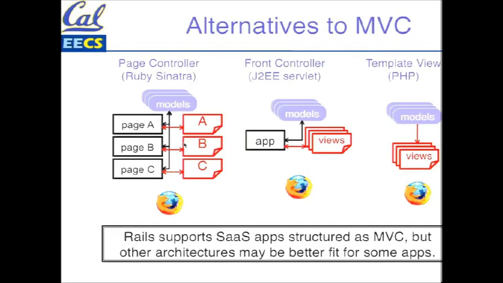Rails supports Model View Controller. We're going to be working primarily with apps that are well structured that way, but architecture is all about alternatives. And in fact, there are other architectures, such as these three, which are examples of maybe a dozen enterprise architectural patterns mentioned in the book by Martin Fowler. And depending on the app you're doing, these may be a better fit.